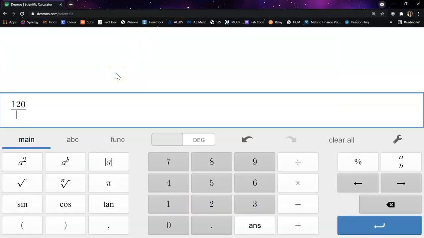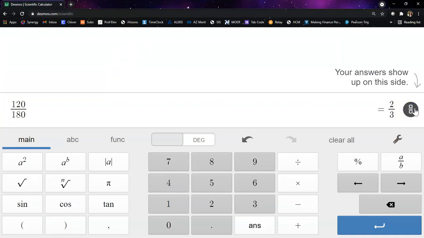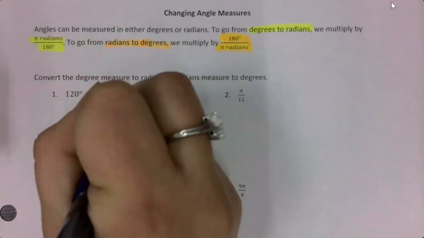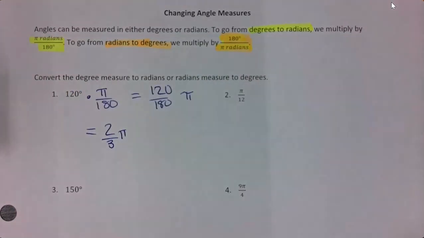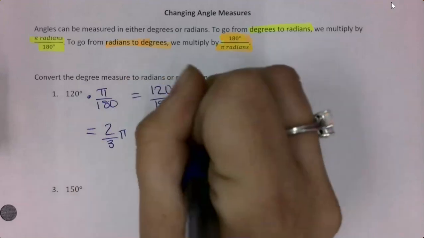So if I go to Desmos, I can type in the fraction. I had 120 over 180. If I click the square over square, it turns it back into a fraction for me, which gives me 2/3. So I'm going to rewrite this as 2/3 pi. You might also see it with the pi on top, like 2 pi thirds. Both of these mean the same thing.